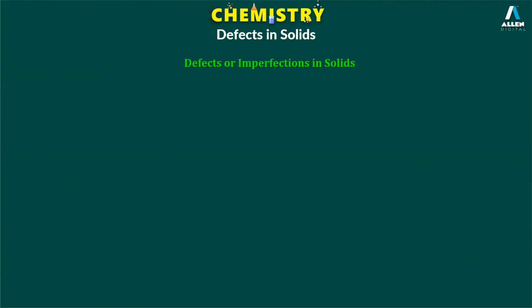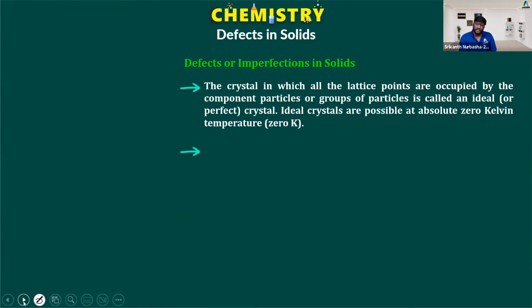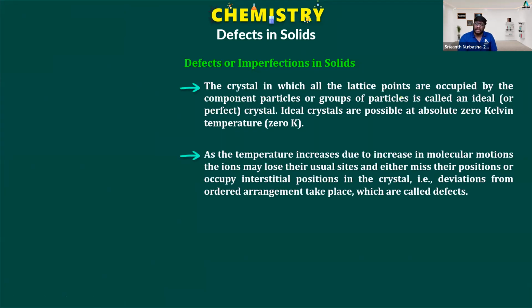Imperfections in solids: non-stoichiometric defects as well as stoichiometric defects. Like crystal defects, we have stoichiometric defects, impurity defects, and non-stoichiometric defects. We'll try to understand. The crystal in which all the lattice points are occupied by the component particles or groups of particles is called an ideal or perfect crystal.